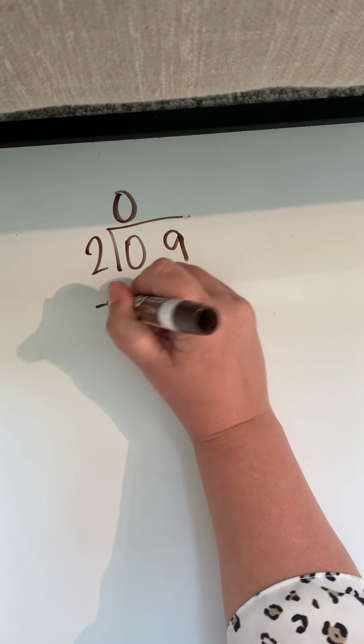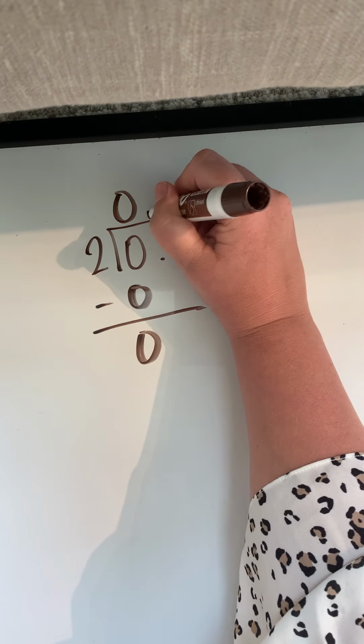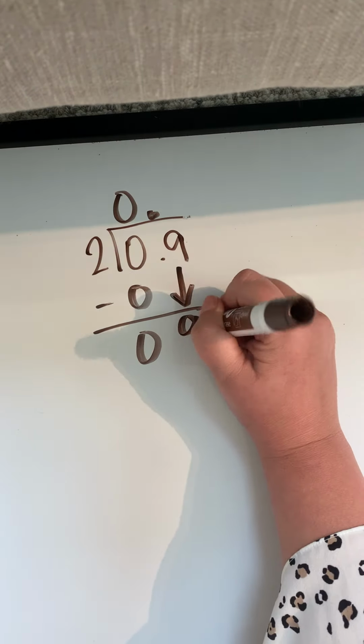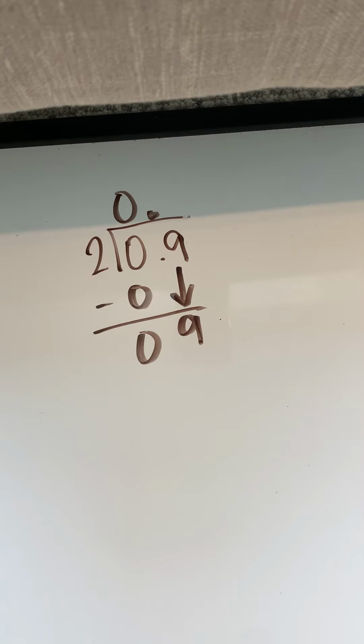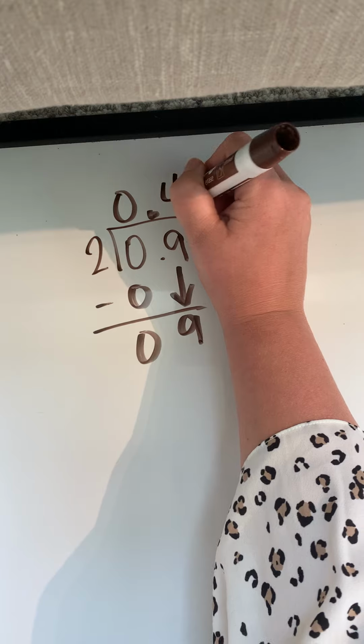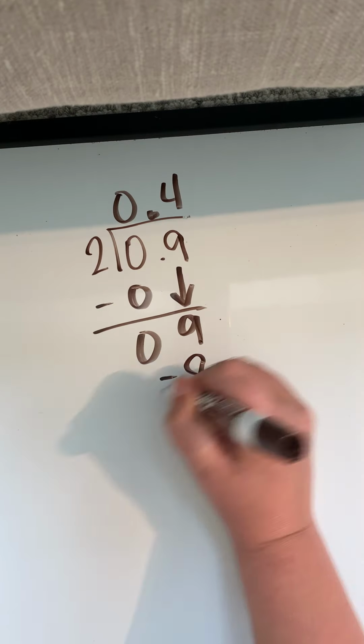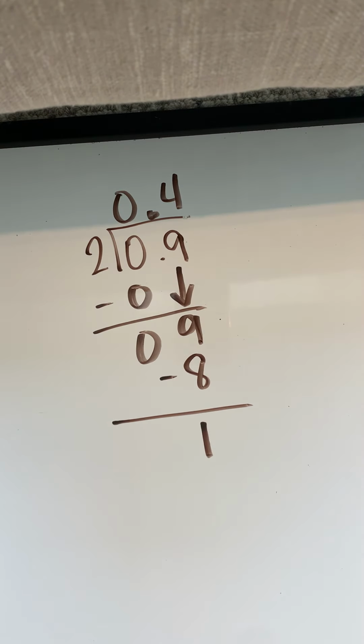0. Great job. Now I'm going to subtract, and I'm going to bring up my decimal. Jonah, what do I do next? Excellent. I bring down my 9. 2 times what gets me close to 9? Narai? 4. Excellent. What is 4 times 2, Evan? Good. 8. And that leaves me with 1.